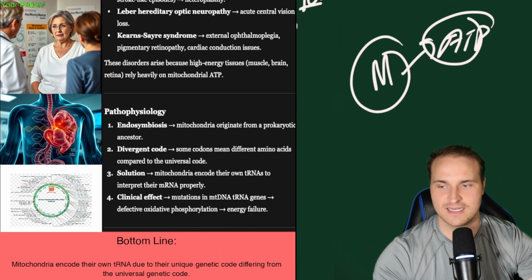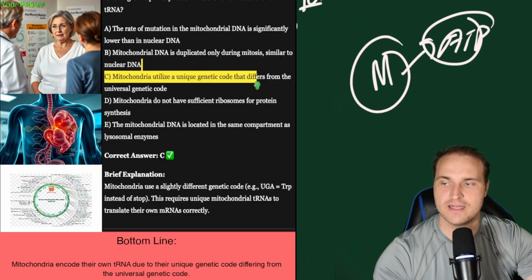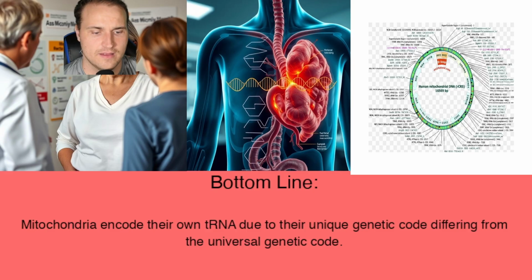Now, guys, that is fascinating stuff. And so the answer is the mitochondria utilize the unique code that differs from the universal genetic code. All right, and that's the bottom line right there.